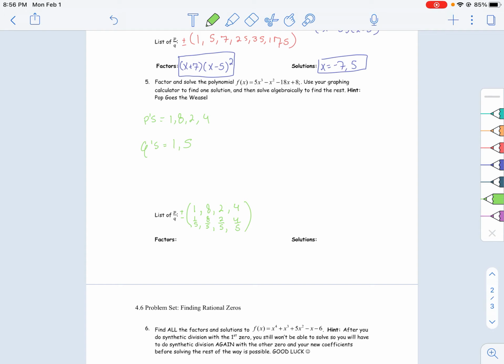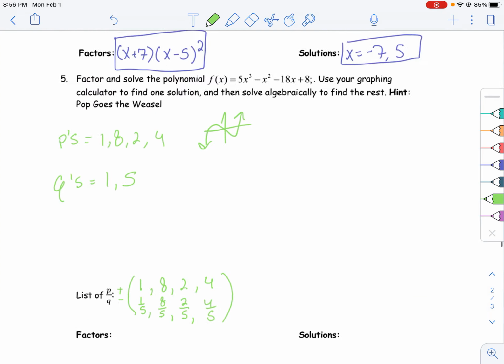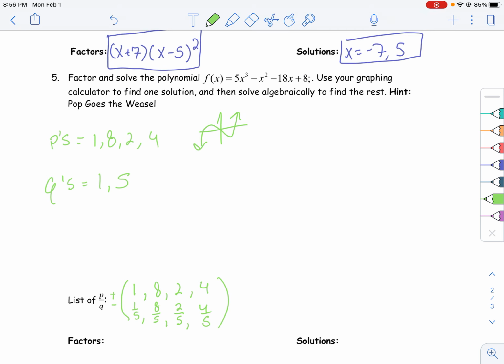Use your graphing calculator, find the solution, and then solve algebraically. So we'd plug it into our graphing calculator. We'd see some kind of random graph. No idea what it looks like, really. It's been a while since I plugged that in my calculator. But I do know that it crosses at -2. So you would see this. You would say, okay, crosses at -2. So then we would use -2 in our synthetic division.